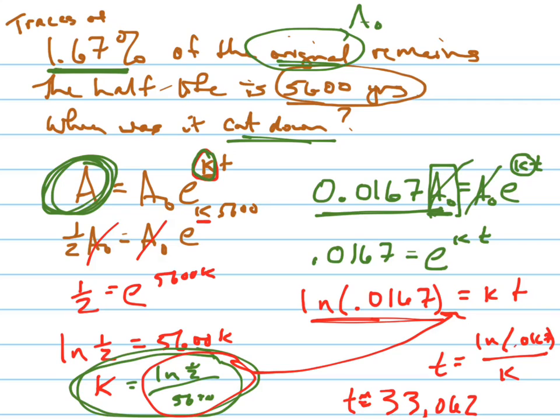The only thing I didn't do was multiply it by A sub 0. That's where I went wrong. So I just divided that for k.